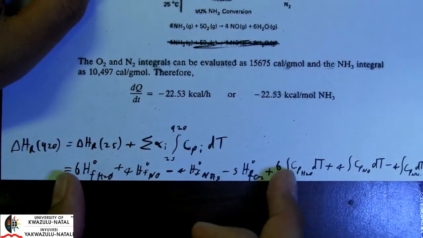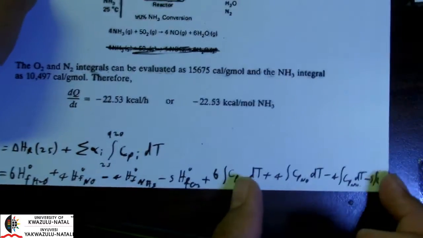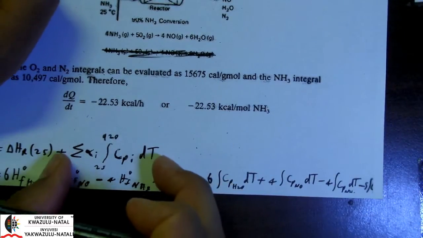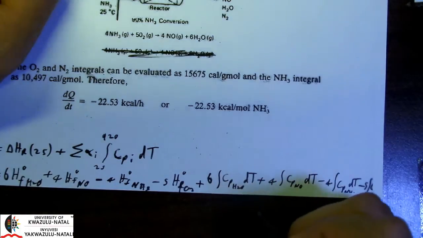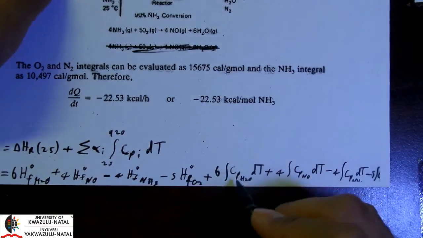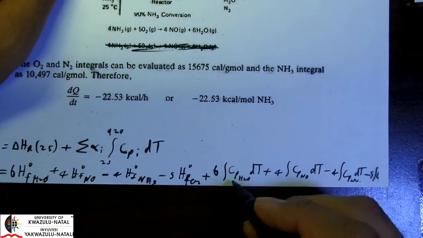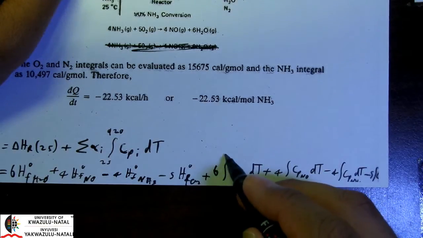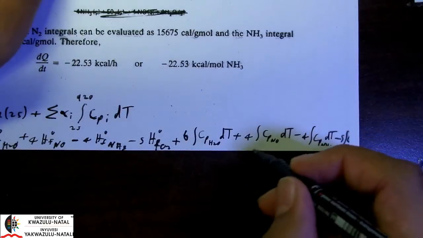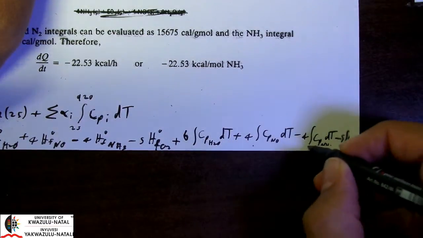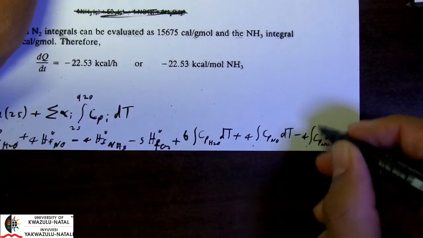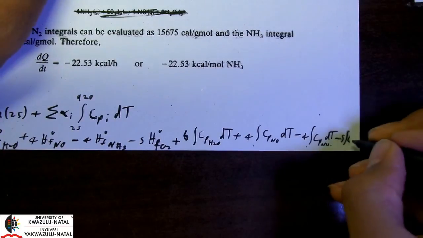That's just this part here, and this part here evaluates this summation. So we look at each species in my reaction. For my water, I'm taking my water up from 25 to 920. I'm taking my NO from 25 to 920. I'm taking my NH3 and my oxygen.